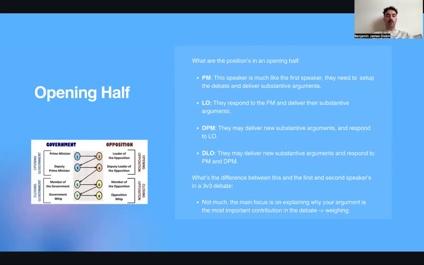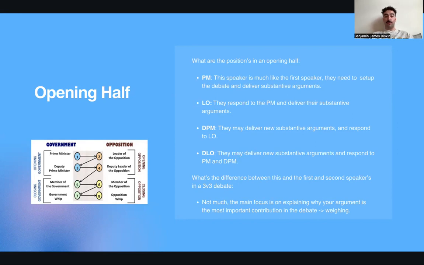So let's start with what the Prime Minister does. And this is, as you can see from the infographic, the first speaker from the opening government team. And their job is very similar to a first affirmative speaker. They'll provide any necessary setup in order to clarify the debate, provide a model potentially, clarify any important characterization, and then they'll deliver their substantive arguments where they will mechanize them in the same ways you would in 3v3. They will impact them and they will weigh them in the same ways you would in 3v3.